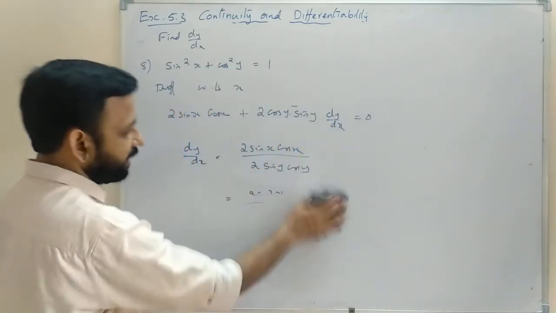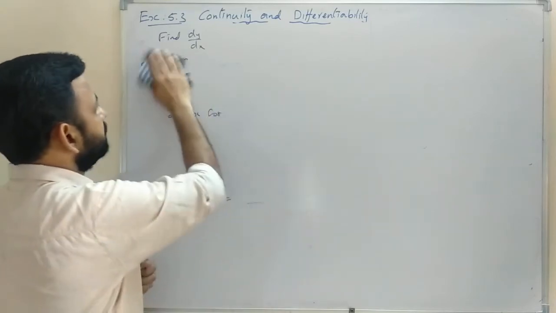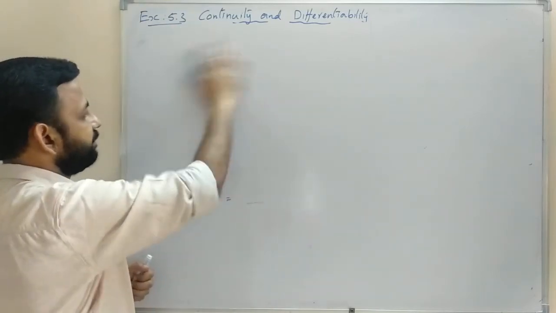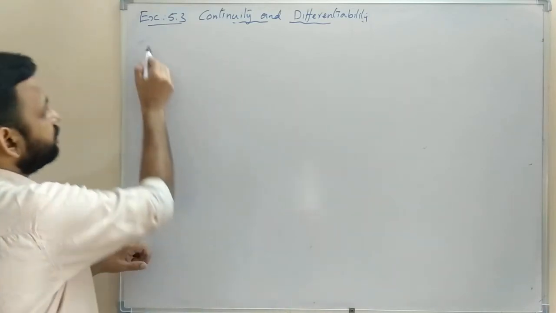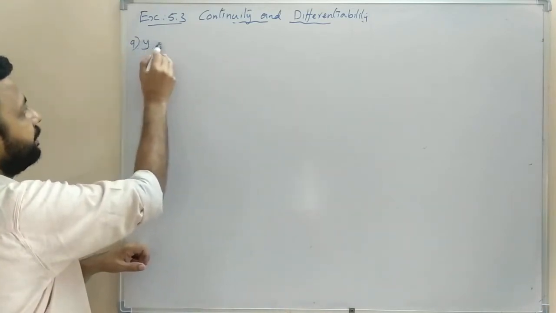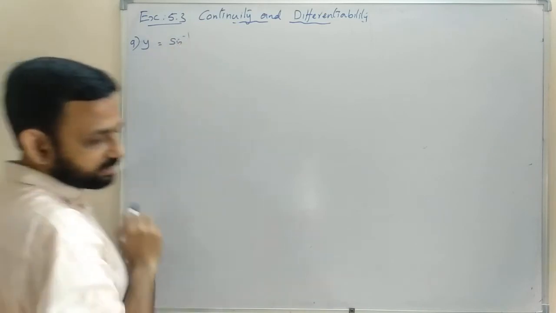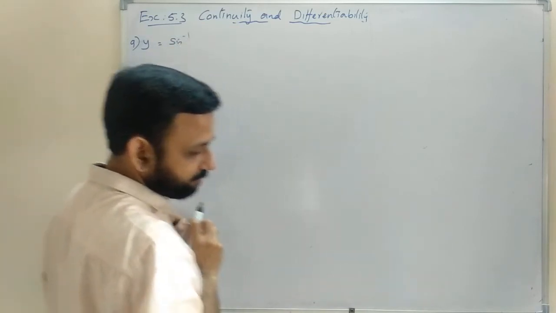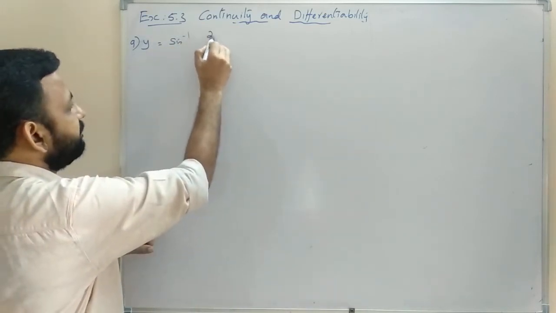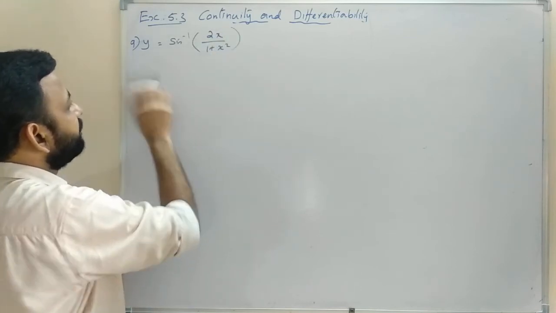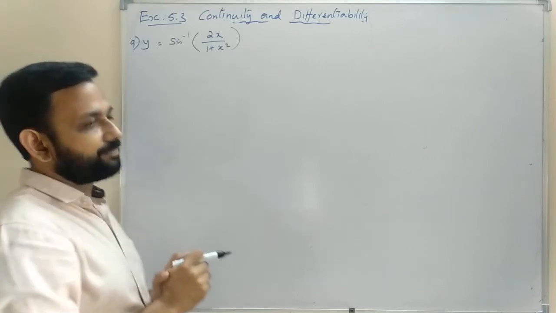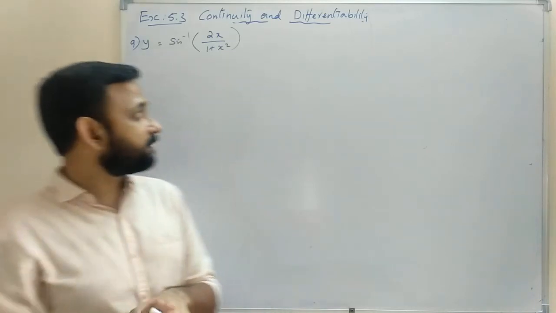Now we will do question number 9. We will find dy by dx. Question number 9. Y is equal to sin inverse 2x upon 1 plus x square. We need to find the dy by dx.